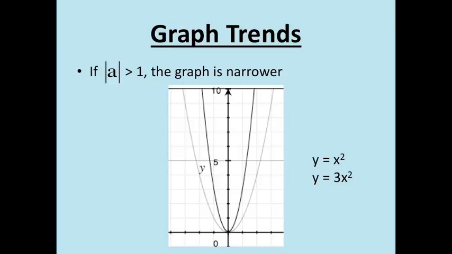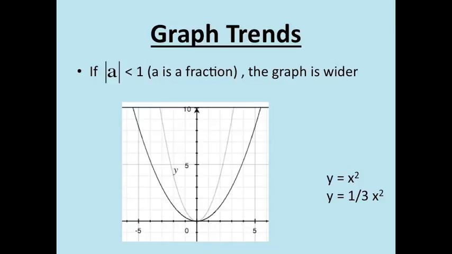So we say this by saying that if the absolute value of a is greater than 1, then the graph is narrower. If the absolute value of a is less than 1, meaning if a is a fraction because it's between 0 and 1, then the graph gets wider instead. Now, this kind of seems backwards on first thought because we think of wider as being bigger.